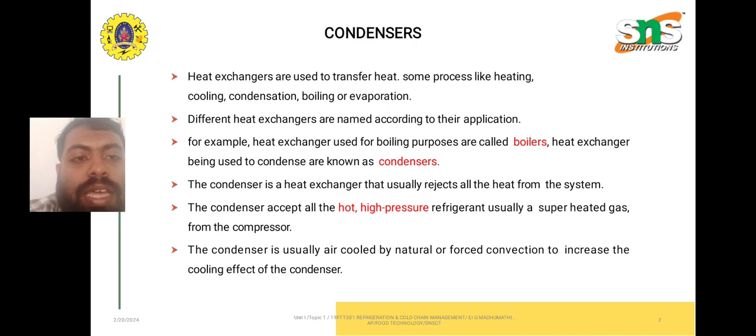For example, heat exchangers used for boiling purposes are called boilers. Heat exchangers being used to condense are known as condensers. The condenser is a heat exchanger that usually rejects all the heat from the system. The condenser accepts all the hot, high pressure refrigerant, usually a superheated gas, from the compressor. The condenser is usually air cooled by natural or forced convection to increase the cooling effect of the condenser.